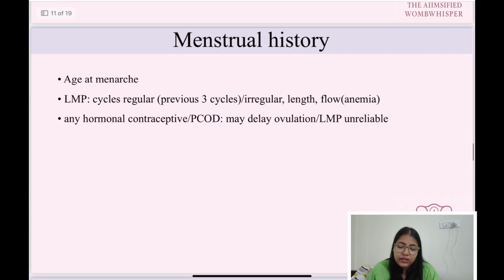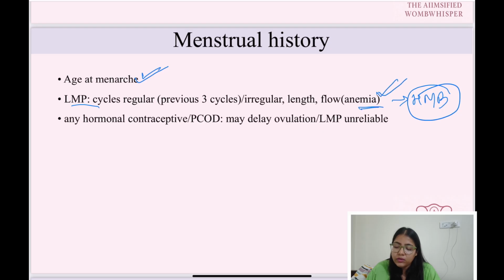Now in menstrual history you ask about the age at menarche, how her cycles were, if they were regular, how was the length, how was the flow, because if she had heavy menstrual bleeding, there is a probability that the patient may be anemic. So we should know how the flow was, if she was using any hormonal contraceptive, or if she was a case of PCOD, because then there may be delay in ovulation and LMP can be unreliable.